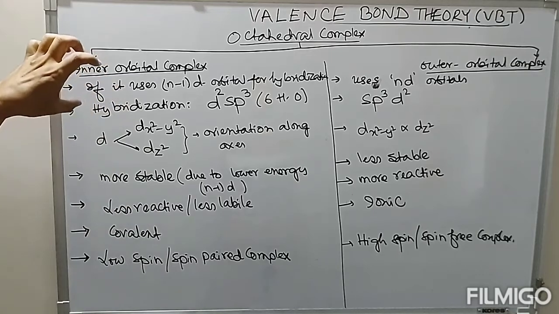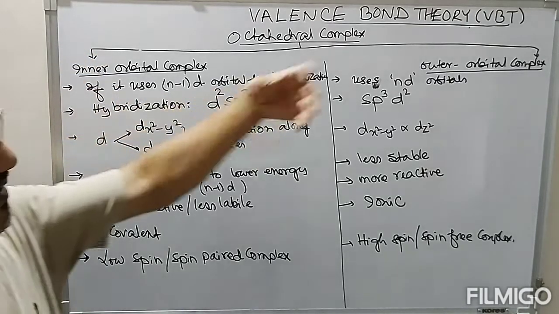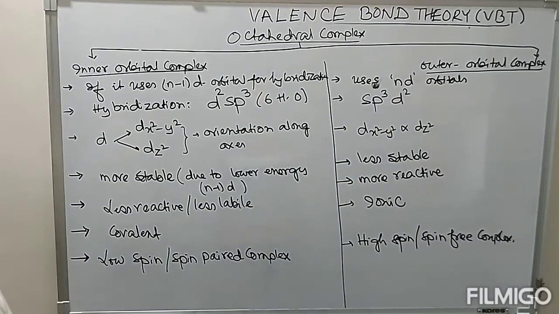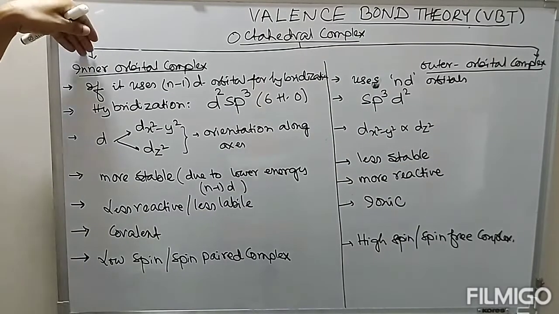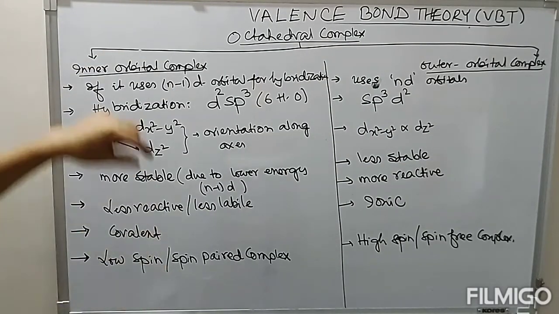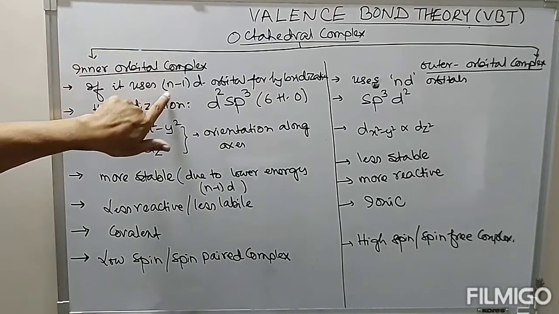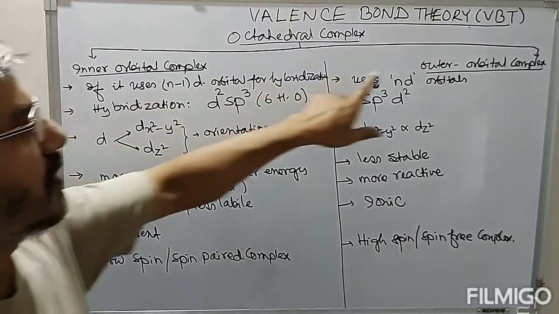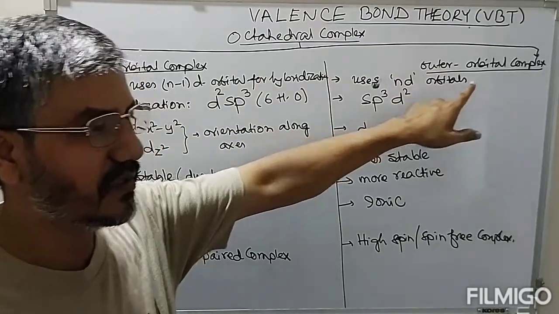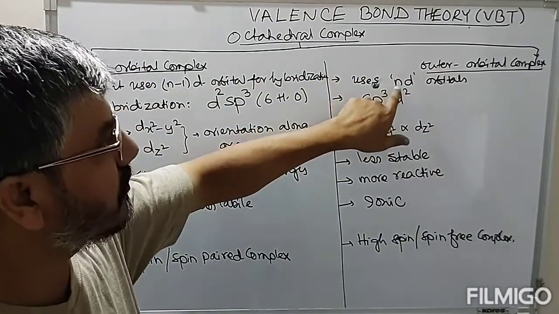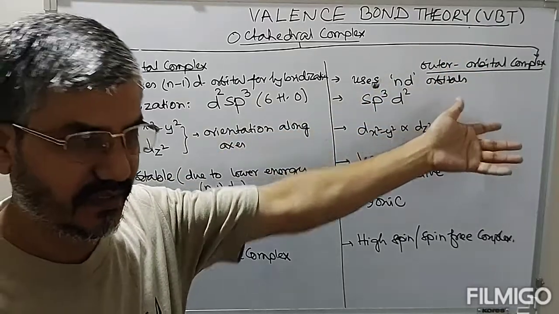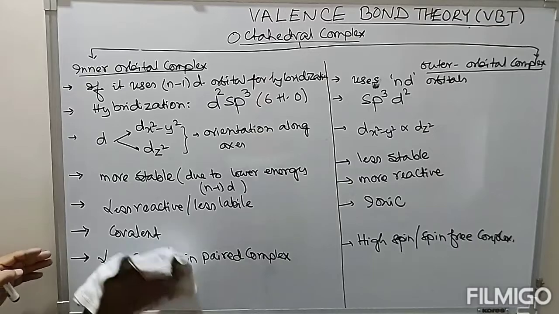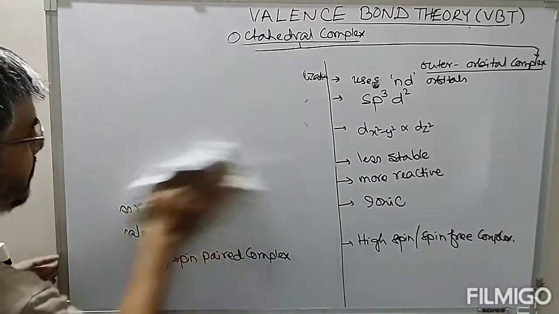So we'll explain this inner orbital complex formation and outer orbital complex formation. I hope you understand the meaning of inner orbital and outer orbital. Basically, inner orbital is due to the use of the lower energy (n-1)d orbital. Outer orbital complex is due to the use of the higher energy valence shell nth d orbitals. Now coming to this inner orbital and outer orbital complex, we'll explain by use of an example.